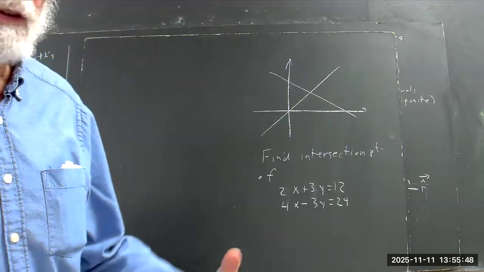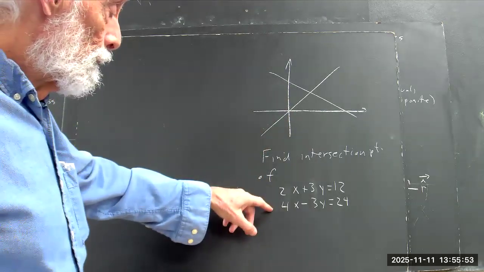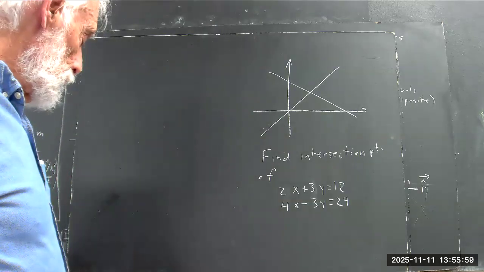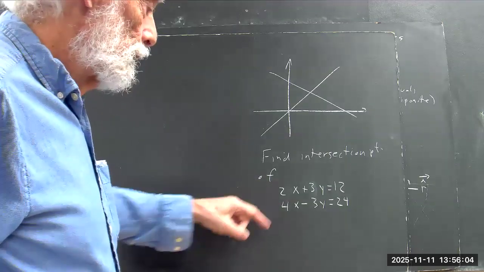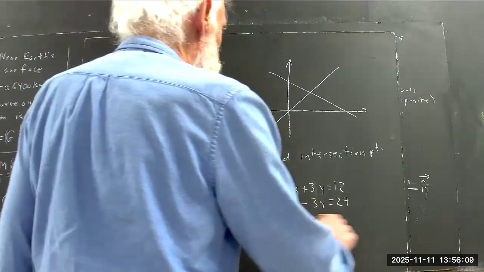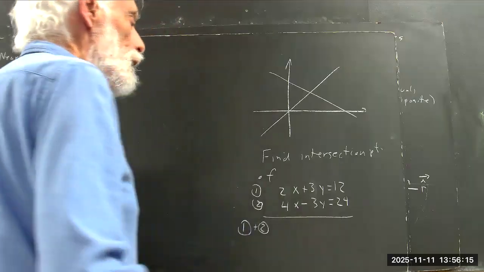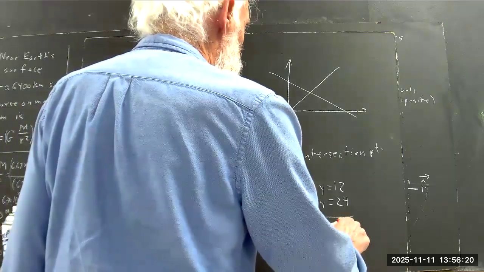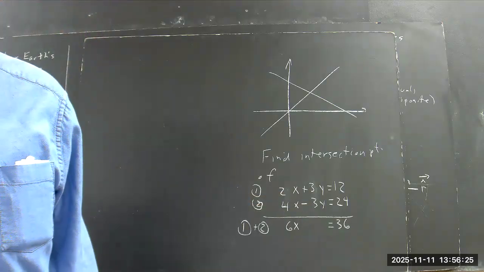Okay, so we could easily sketch these 2 graphs. They won't look like this, but one will be up, one will be down. They will cross. All right, to find the intersection point, you remember that we can add these 2 equations. So I have equation 1, equation 2. If I add the 2 equations, I get 6x and I get 36. And I get 0 y, right?